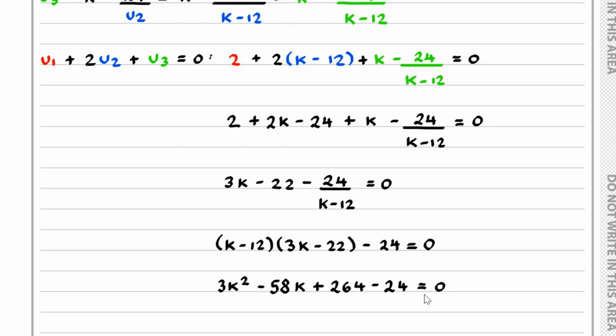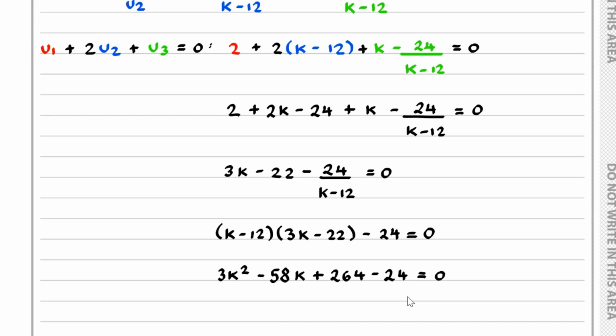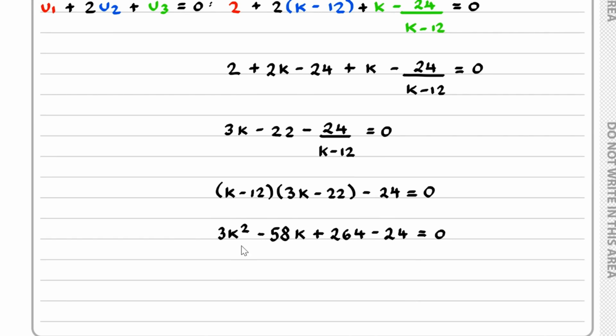This is all equal to 0. And so if we tidy all of this up, we've got 3k squared minus 58k plus 240 equals 0. And that's exactly what we wanted to show.